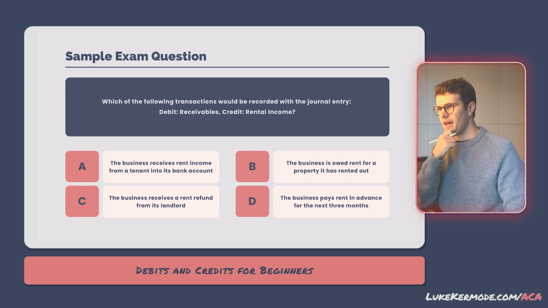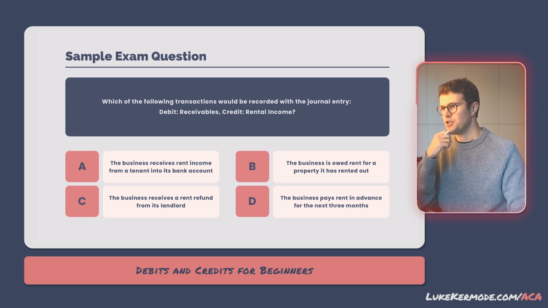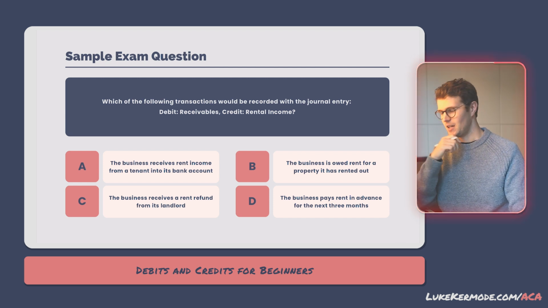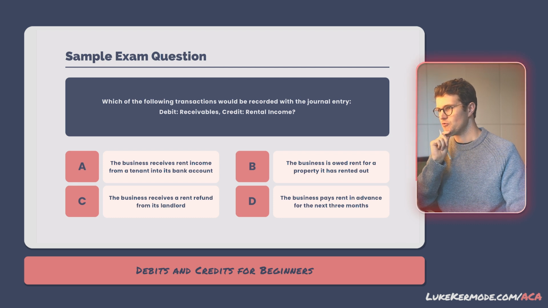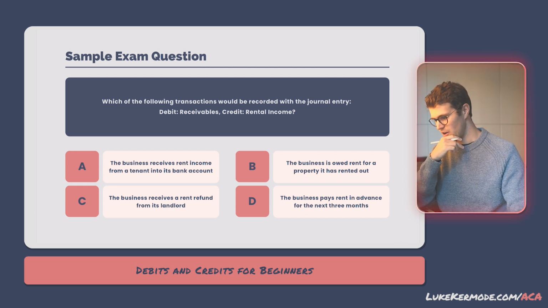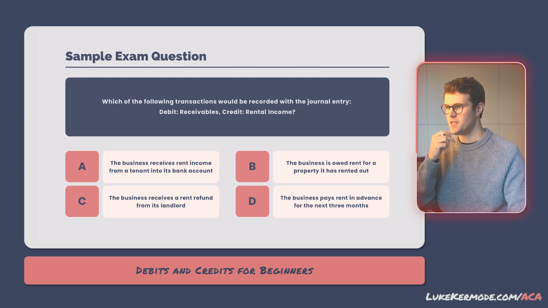Cool, let's take a look at a journal entry exam question. Which of the following transactions would be recorded with the journal entry debit receivables, credit rental income? Is it A, the business receives rent income from a tenant into its bank account? Is it B, the business is owed rent for a property it has rented out? C, the business receives a rent refund from its landlord? Or D, the business pays rent in advance for the next 3 months?